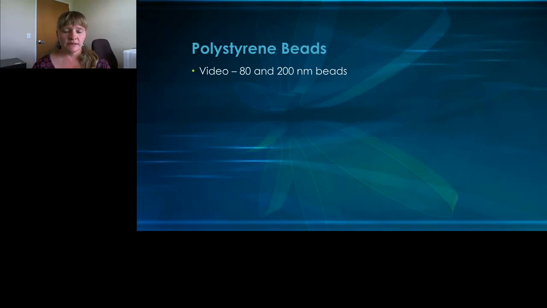After watching the video, it is difficult to see the difference between the 80 and 200 nanometer beads. However, this histogram shows the side scatter difference between the 80 and 100 nanometer beads. As seen on this histogram, the noise floor is visible well above the 80 and 100 nanometer beads. We have the noise floor here, and we have the 80 and the 100 nanometer beads.